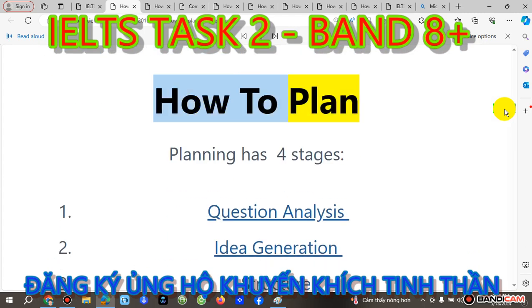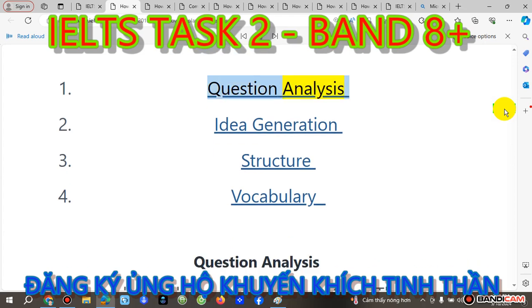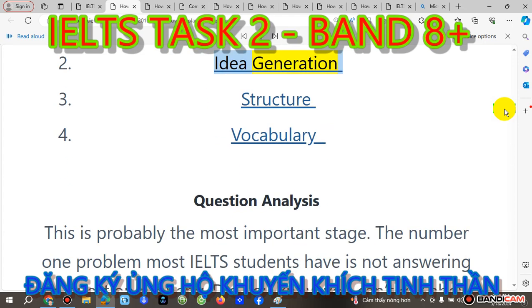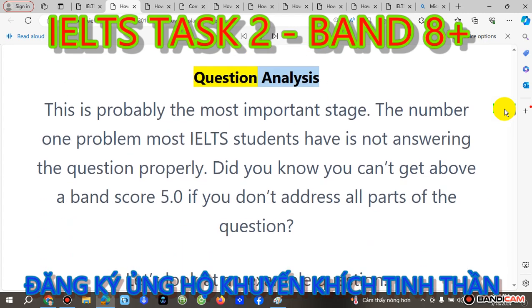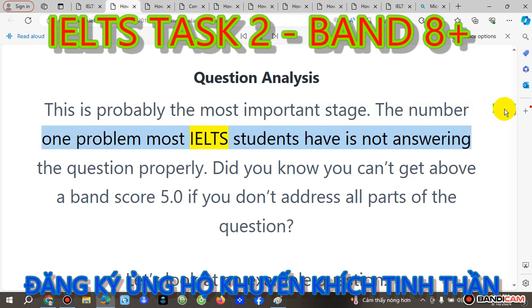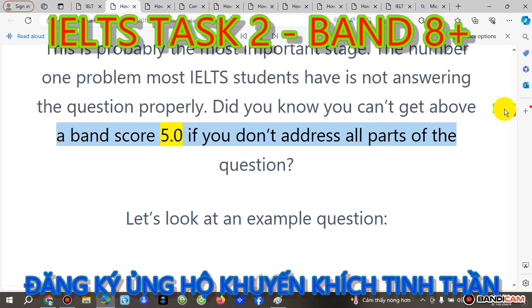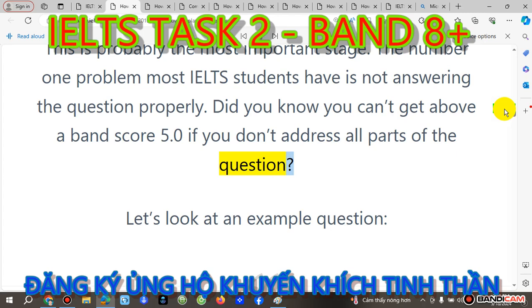How to plan. Planning has 4 stages: question analysis, idea generation, structure, vocabulary. Question analysis is probably the most important stage. The number one problem most IELTS students have is not answering the question properly. Did you know you can't get above a band score 5.0 if you don't address all parts of the question?